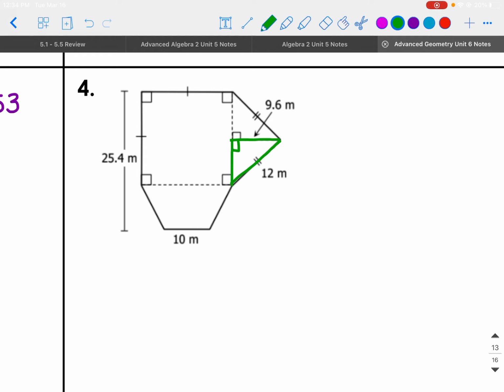I can do Pythagorean Theorem to find, we'll just call that B, to find B. So 9.6 squared plus B squared equals 12 squared.